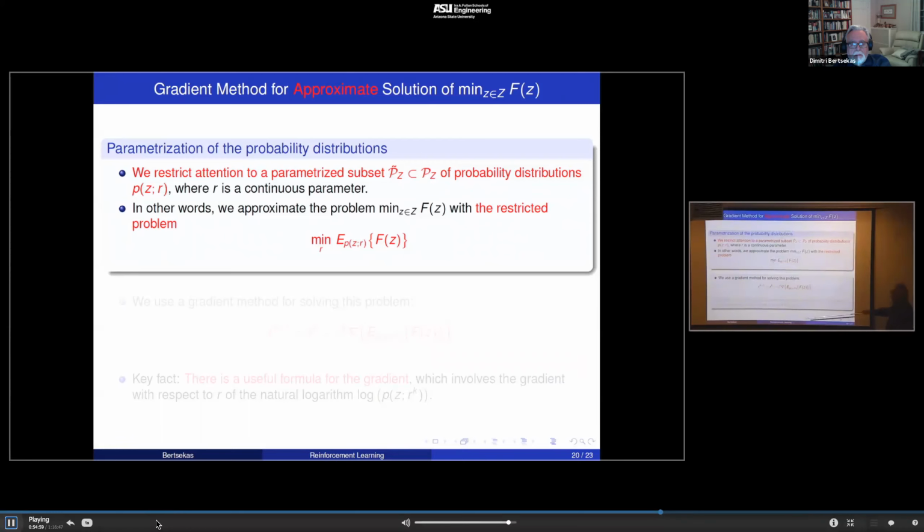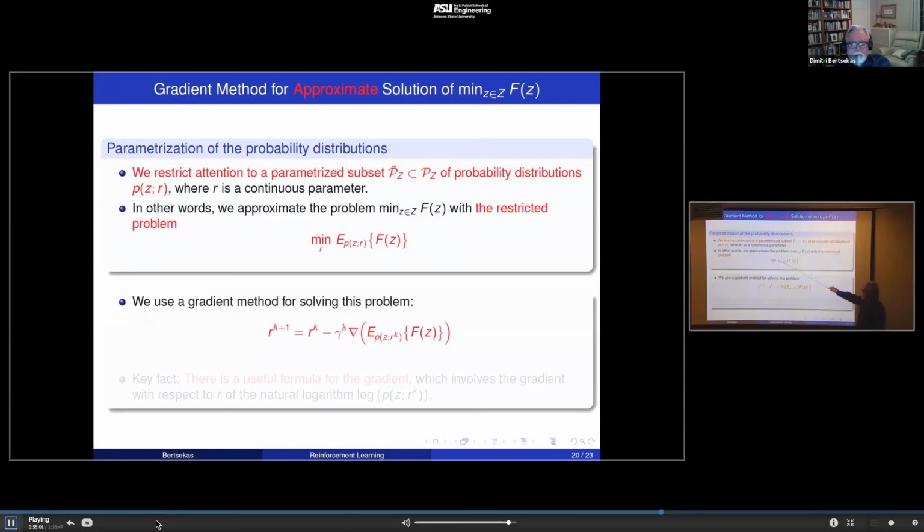And we can use a gradient method for solving this problem. This is a function of R. This involves a probability distribution, but still this expectation depends on R. In other words, for every R, you get a number here, and you want to minimize over R. And this expression as a function of R hopefully has a gradient. We assume that it has a gradient. And we generate a sequence of R vectors by going in the direction of the negative gradient, using a step size gamma k.